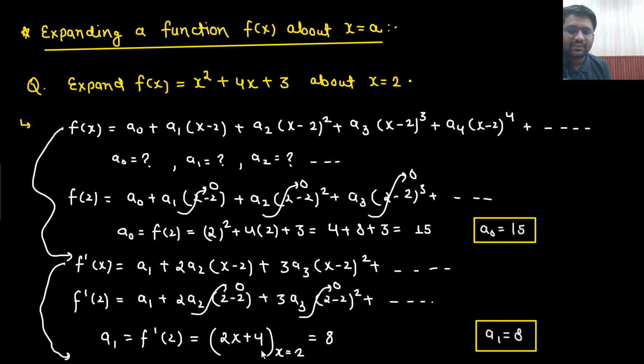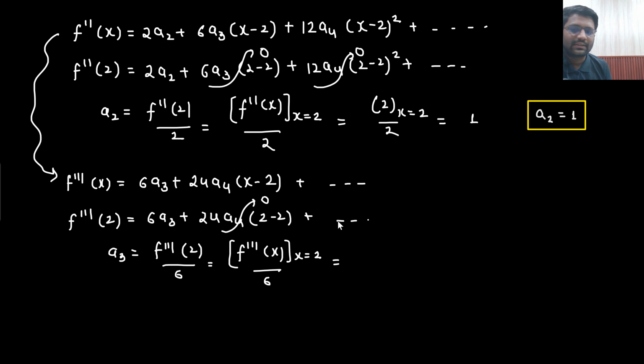Now you need to differentiate this function 3 times. What will you get? Sir, first time I was getting 2x plus 4. Sir, second time I was getting 2 only. And third time when you are differentiating the constant value, what answer will you get? You will get the answer to be 0. So 0, and here you need to put x equals to 2 divided by 6. So what is the answer you are getting? 0 only. So your A3 is coming out to be 0.